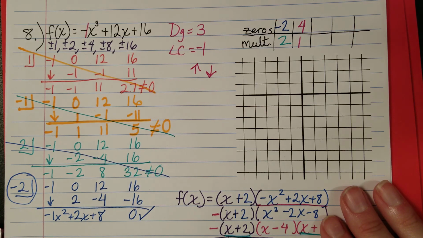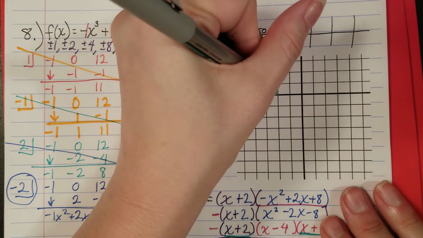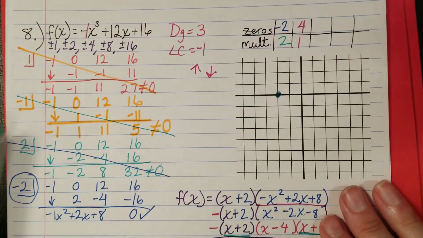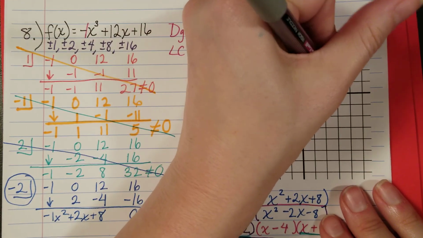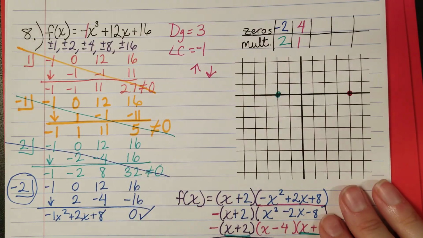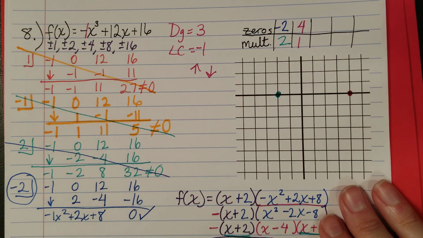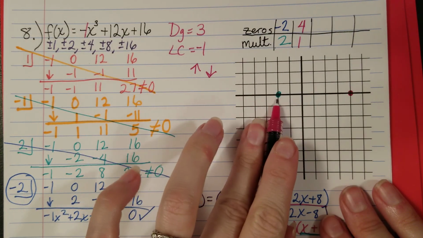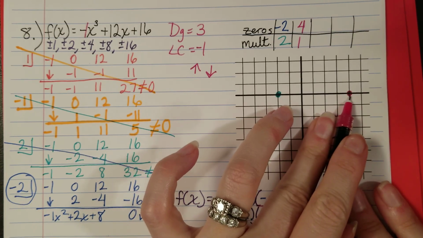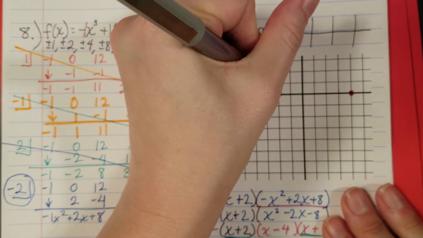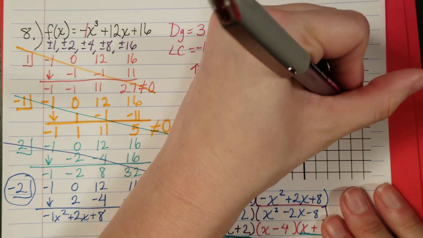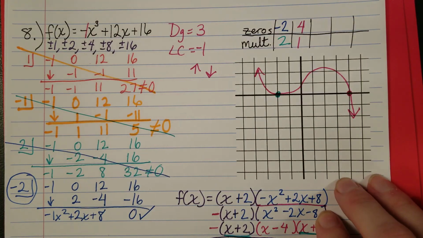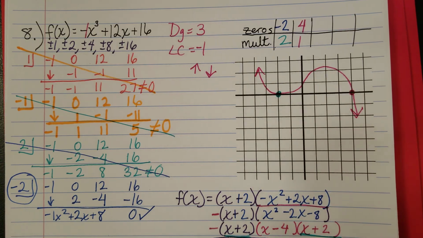All right, my zeros are at negative 2 and positive 4. Video's about to cut me off, I'm going to hurry. It's going to bounce from this one. It's going to go straight through from that one. So the arrow is up, it's bouncing, it's going straight through. Okay, all right, I think I made it through.